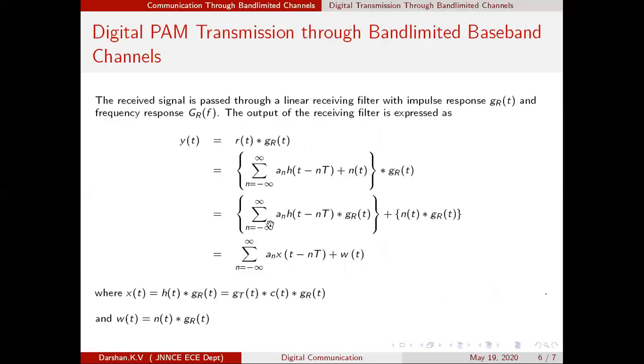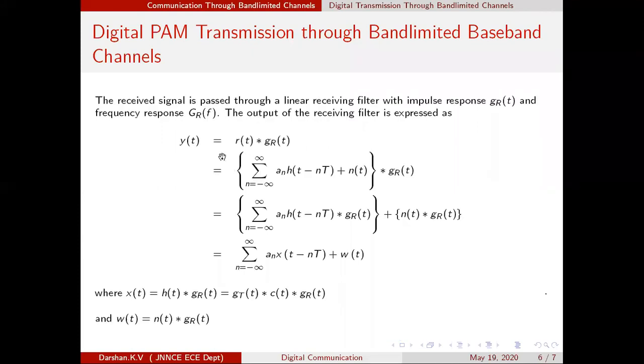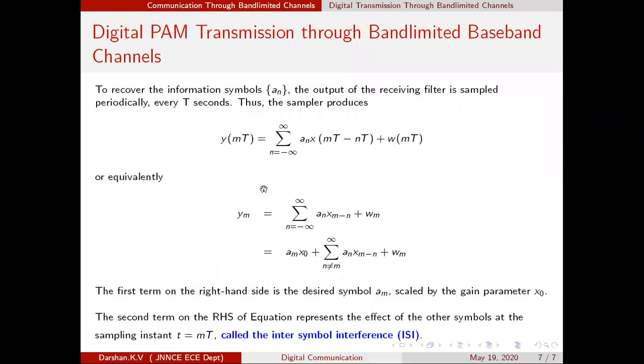In other words, you are evaluating this equation at every T seconds: first T second, second T second, third T second. So the sampler output would be represented as y of mT. Wherever t is there, you replace it with m into capital T. This is nothing but the first sample. M refers to the numbers 0, 1, 2, 3, 4, 5. If m is equal to 1, that represents the first sample; if m is equal to 2, the second sample.